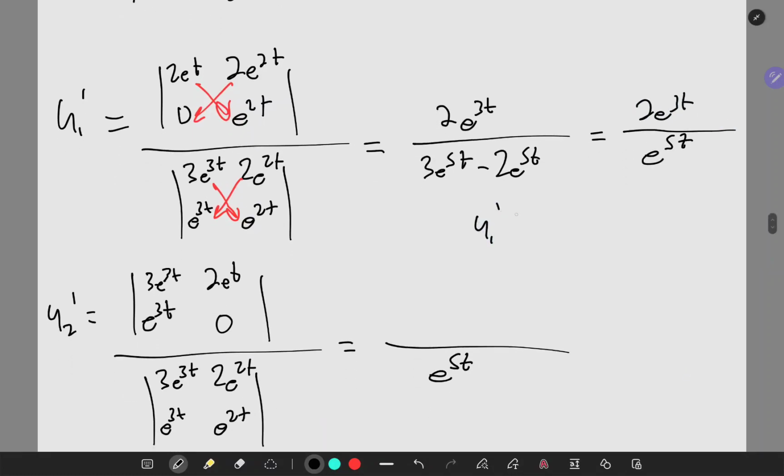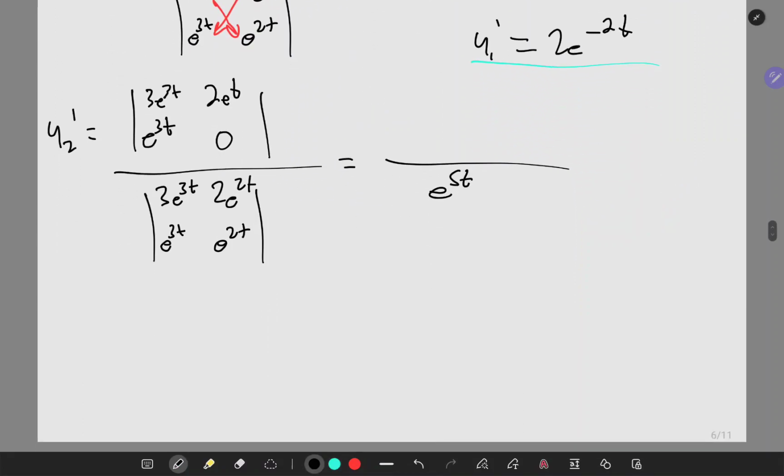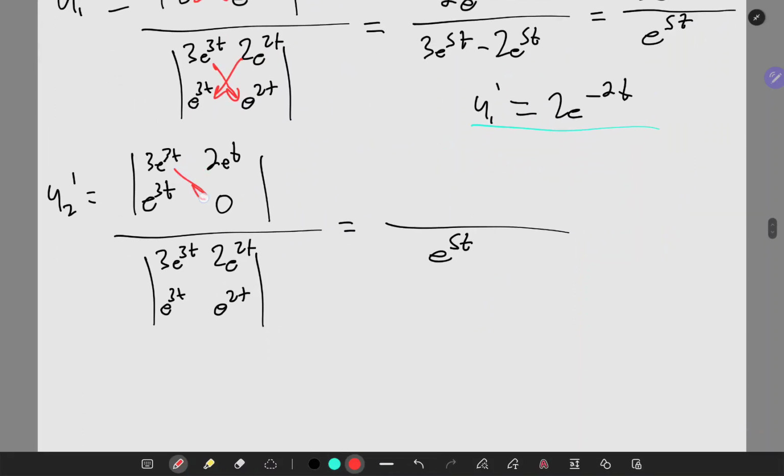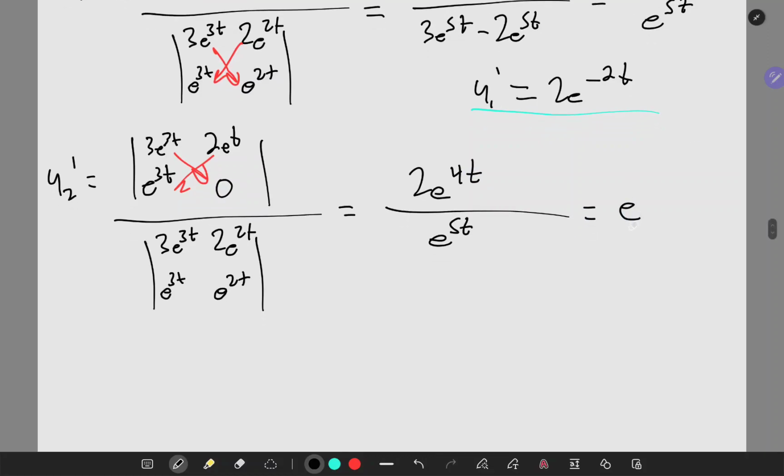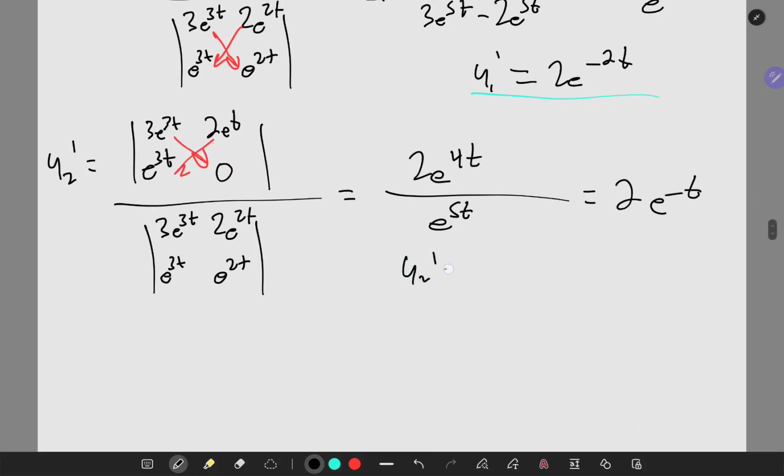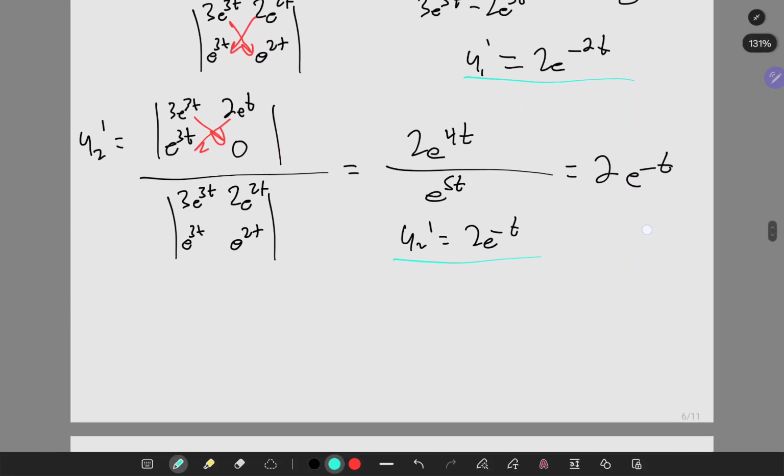So then u1 prime is 2e to the negative 2t, right? So here's my u1 prime. Now I need u2 prime. This is 0. This would be 2e to the 4t, yeah. So then this would be 2e to the negative t. So then u2 prime is 2e to the negative t. So that's my u1 prime and u2 prime.